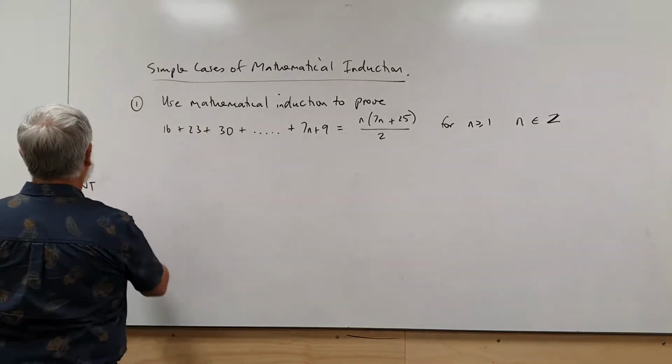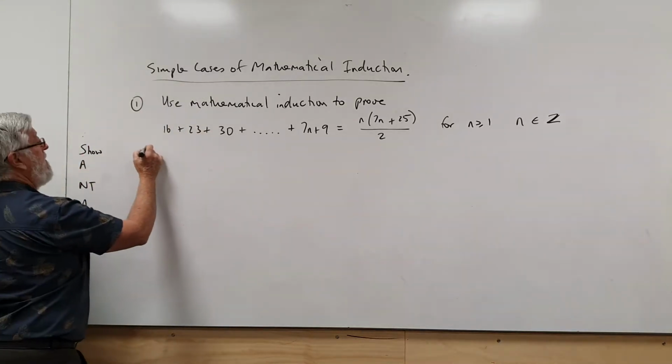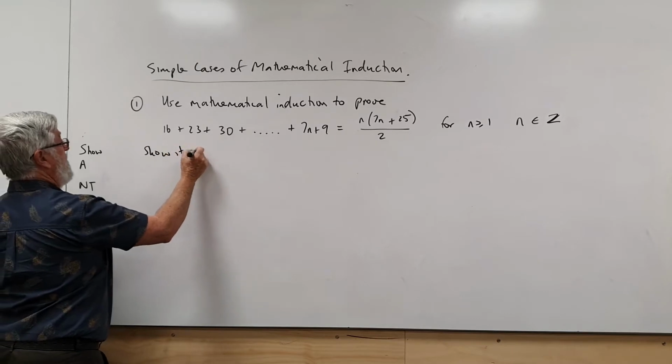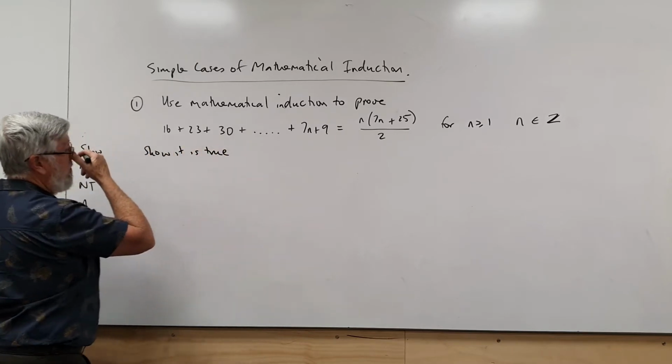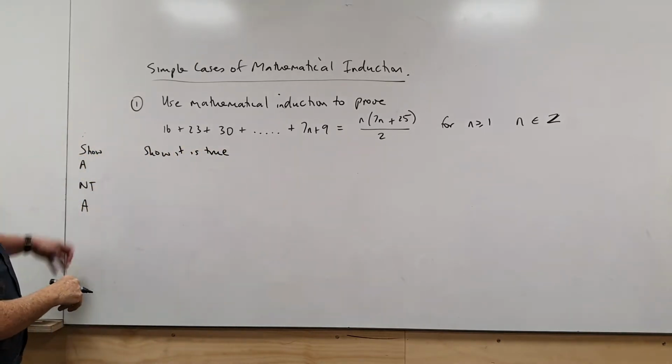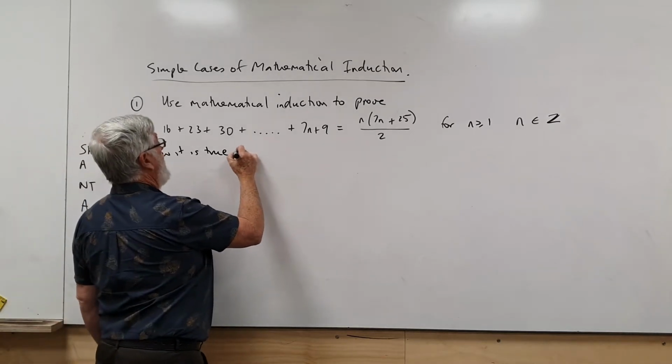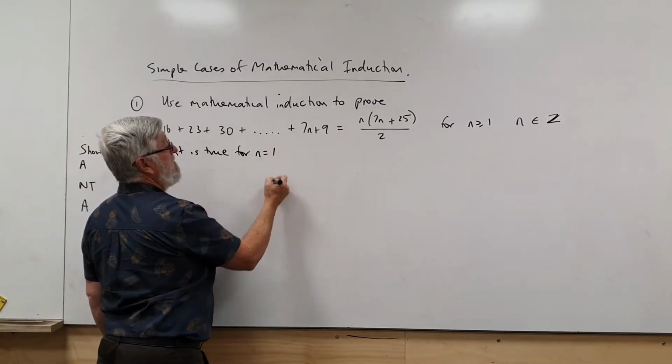Alright, so what do we do? Show what? Show it is true. There's probably people out there that won't like me doing this with it. True for n equals 1. So what do we got?